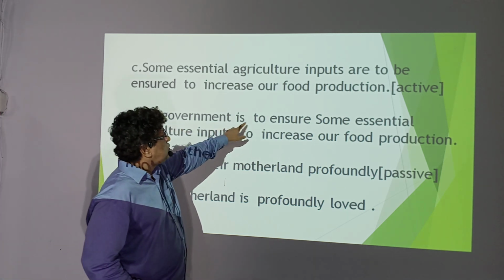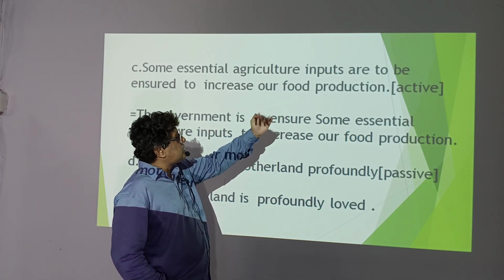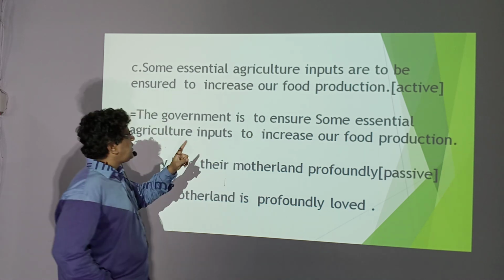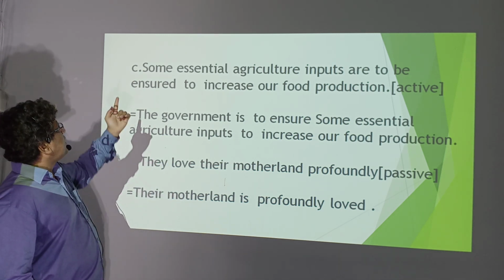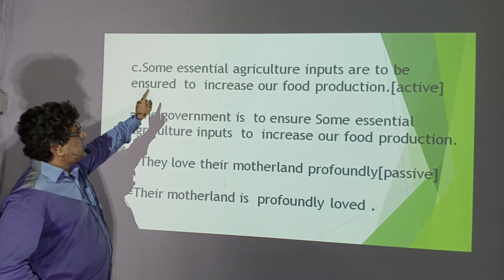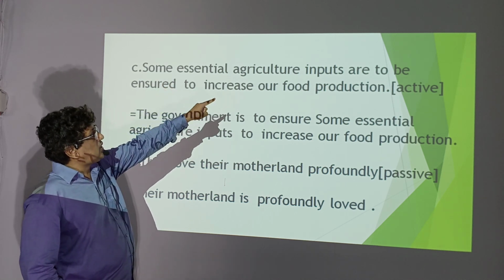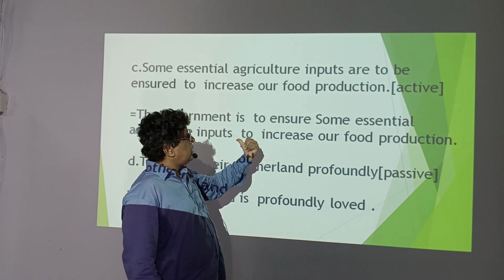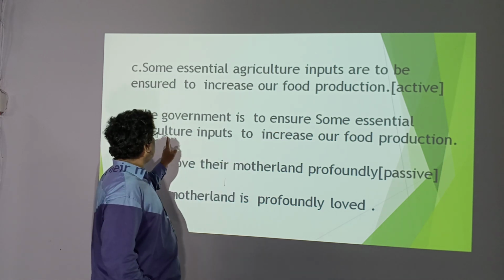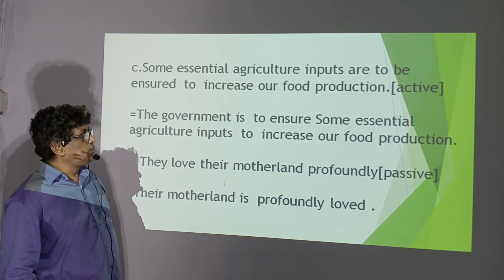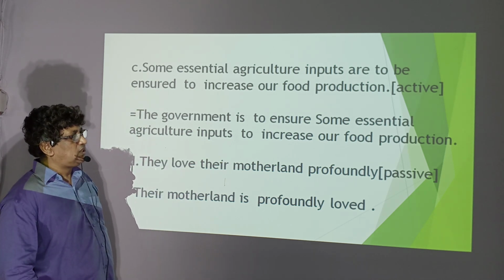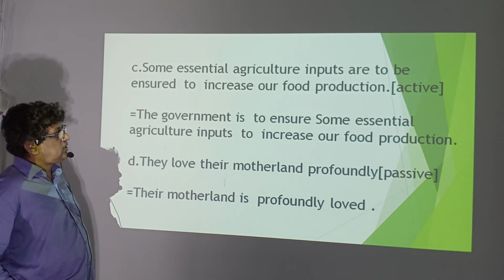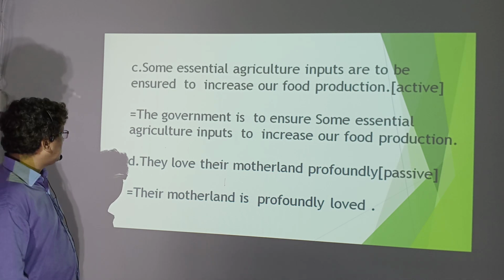So "is to be ensured" has been transformed into the active form, "to ensure." So the government is to ensure. Then the subject of the passive voice, some essential agriculture inputs, has come as the object of the active voice: some essential agriculture inputs to increase our food production. This is a phrase that has just been placed in the natural sequence.